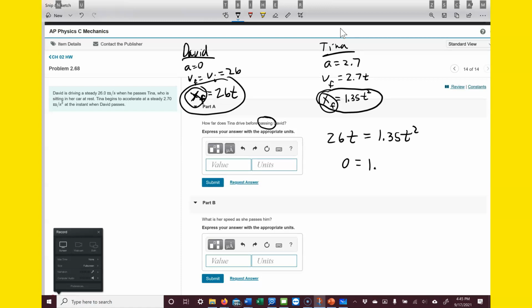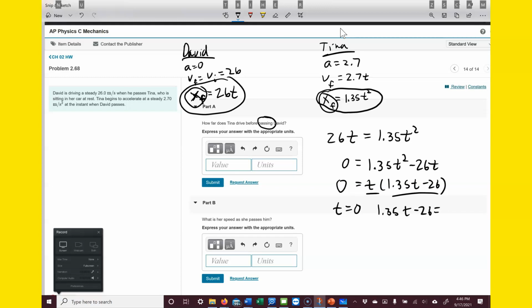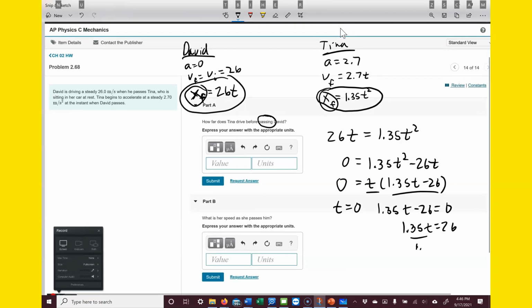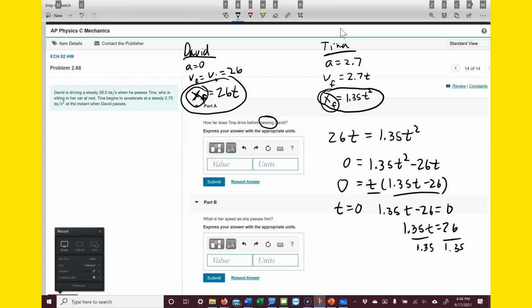If I move that term over, and then factor out a t, set this equal to 0 and this equal to 0, 1.35 t equals 26. Divide, t equals 26 divided by 1.35, 19.26.